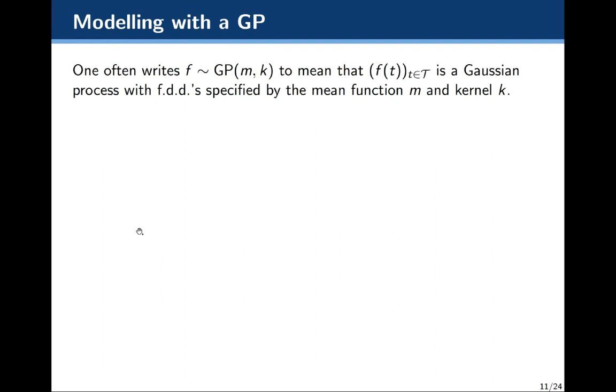So we're going to use this notation. We're going to say f is sampled from a GP with mean m and kernel k to mean exactly that. This is what this notation means: f is sampled from a GP with mean function m and kernel k.